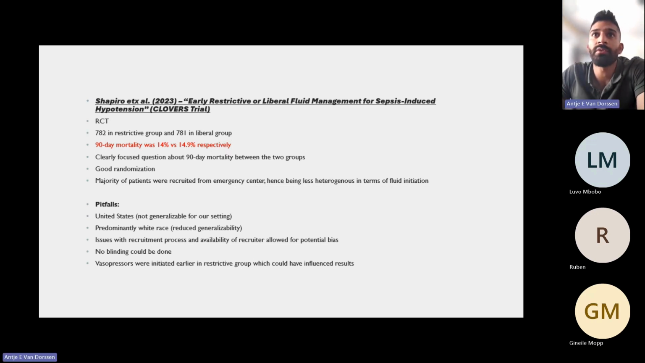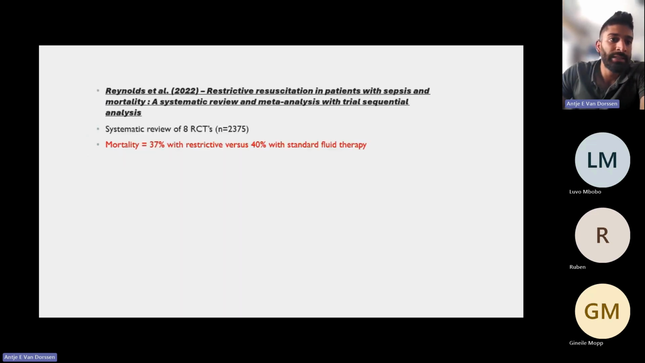Another thing to consider was that they actually initiated vasopressors quite early in the restricted group, which could have had a distinct influence on the results.